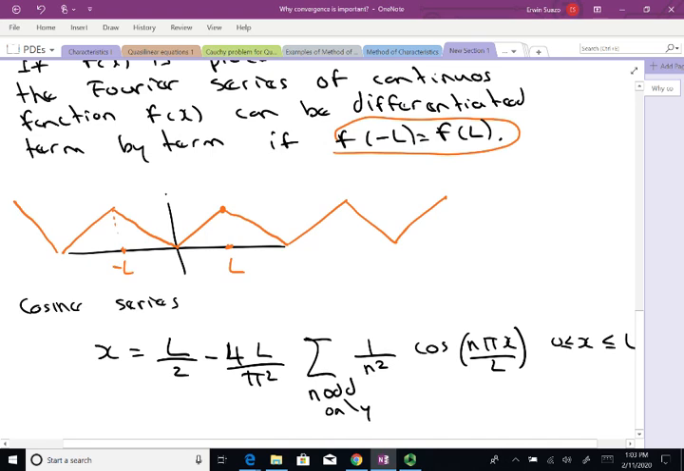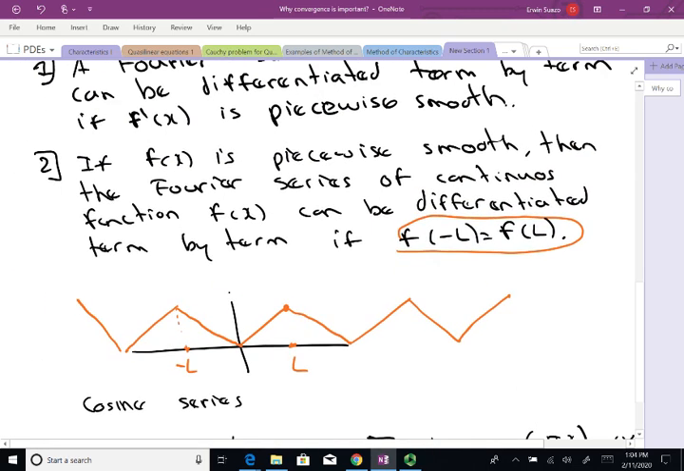And for f prime of x, at least in this case, we can use number 2. If f of x is piecewise smooth, so it's smooth here, here, and here. Smooth means differentiable, okay? Maybe it's not differentiable here, maybe not here, but it's differentiable here and here. So it has a countable number of non-differentiable points, and that's not a problem for us, okay?